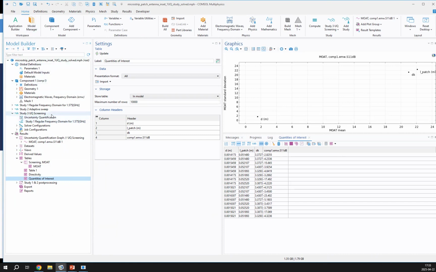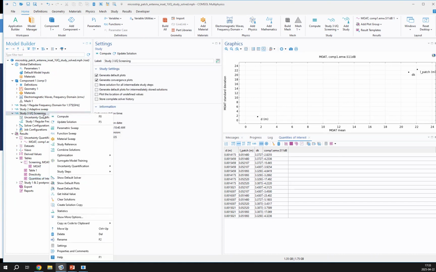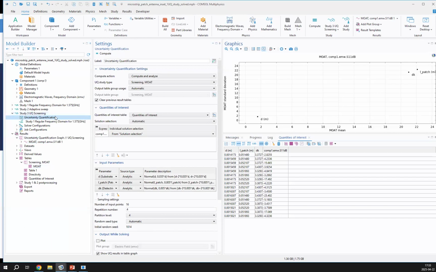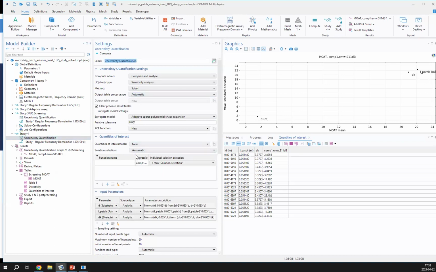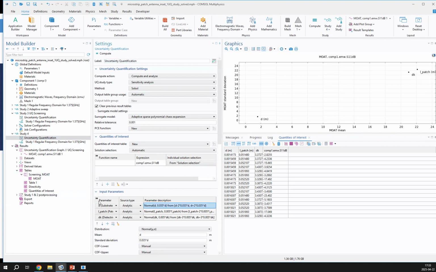Okay, if we want to continue with the next uncertainty quantification study, again, we have a cool shortcut. You can click on the predefined study and select the option to add a new uncertainty quantification study for global sensitivity analysis. It comes with quantities of interest and input parameters taken from the previous step, so we can save a lot of time. And here we can get rid of the first parameter since it's less influential than the other parameters. So let's delete that. And again, we can run, and it should take about 5 minutes.